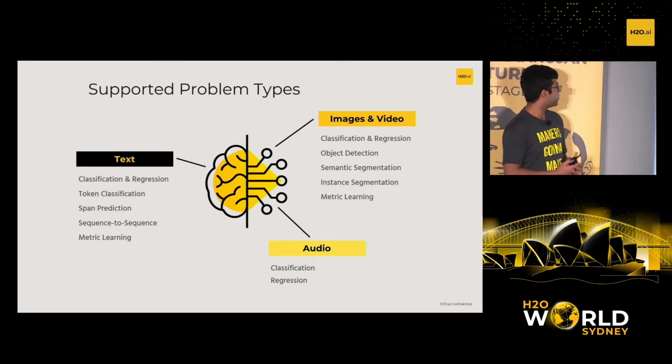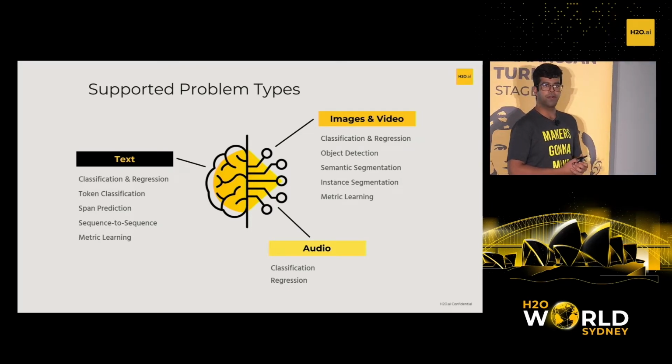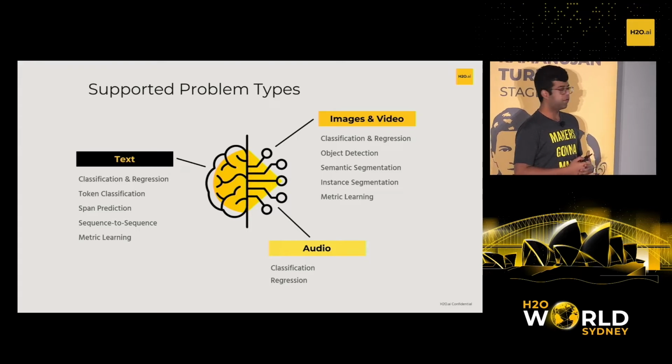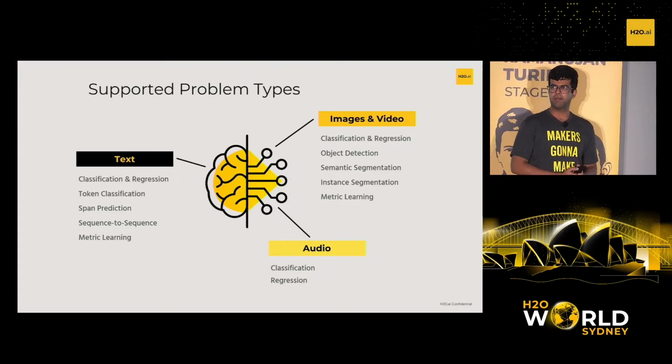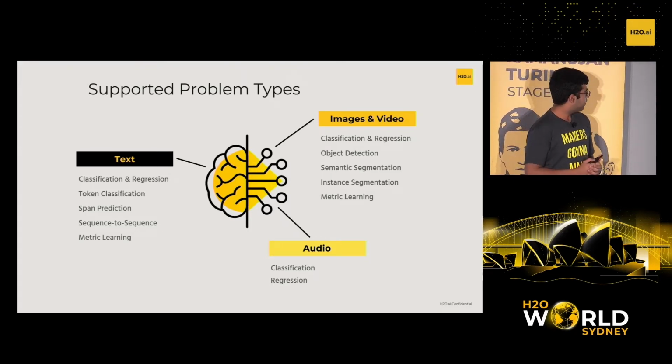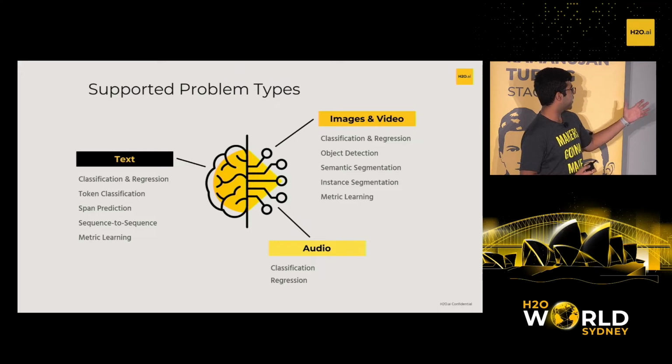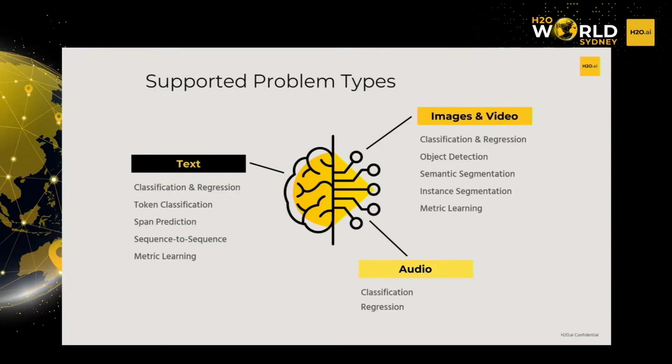Across text, images, and audio, we support the following. I'll give a quick overview of all of these, just run through them before giving a demo of one or two. We can decide amongst ourselves what you all would like to see. But across text, as you can see, most of the text problems that we use machine learning for today are supported.